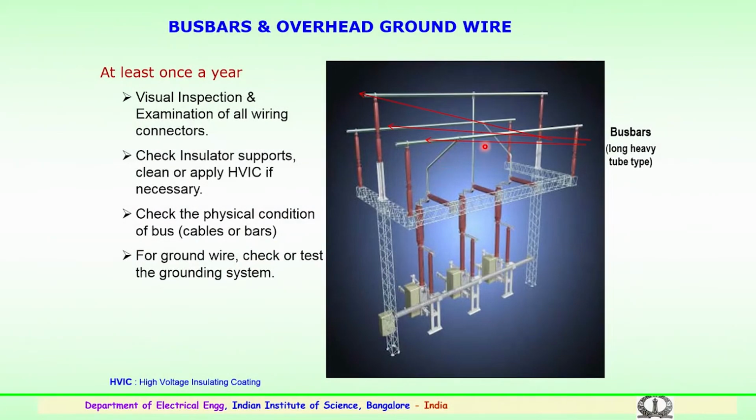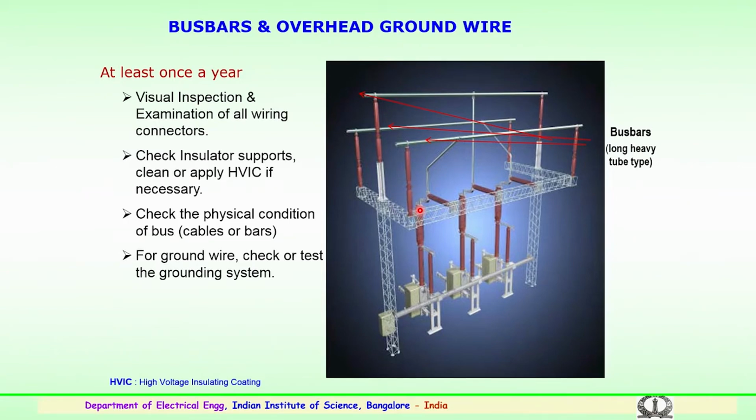The bus bars are long heavy tubular structures in any substation. These bus bars are overhead ground wires. At least once a year a visual inspection is to be carried out at regular intervals, examining all the wiring connections connected to the bus bar and the end connections of the bus bar. It has to be properly checked whether the insulator supports, which may be of a pedestal or a long rod type of insulators, are in good condition.